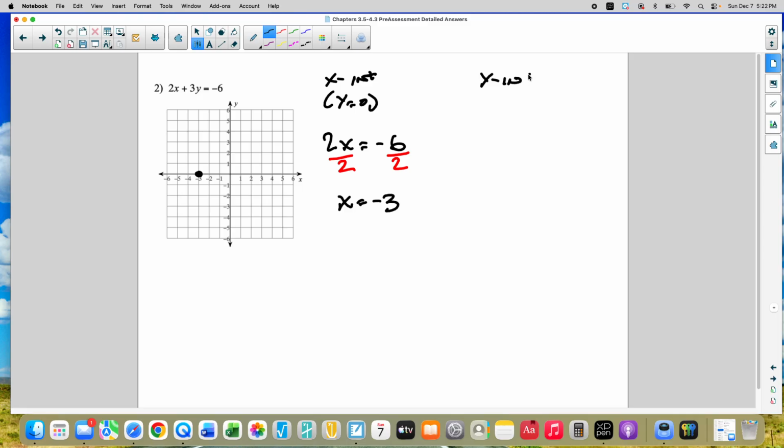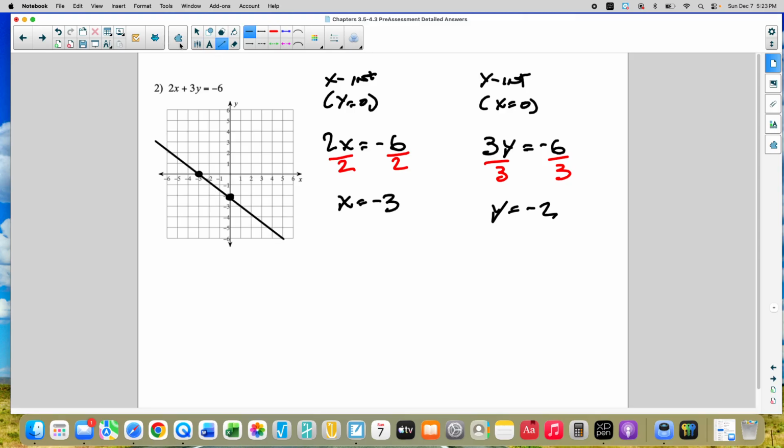To find the y-intercept, as we mentioned, x equals 0. Well, if I put a 0 in for x, what's going to happen to this term? It's going to be equal to 0. Go away, and we'll just be left with 3y equals negative 6. I call this the cover-up method because we cover up the other term. And we'll divide by 3, leaving us with y equals negative 2. And that's my y-intercept on the y-axis. We'll connect the dots, draw some arrows, label the points 0, negative 2, negative 3, 0, and we're done.